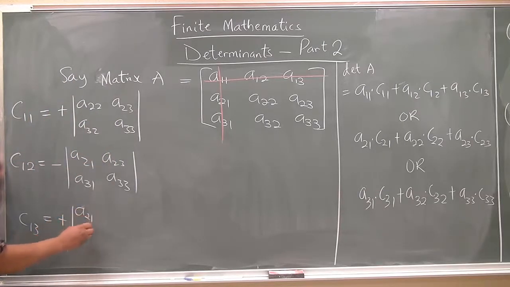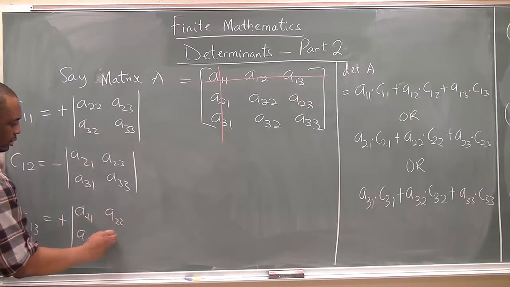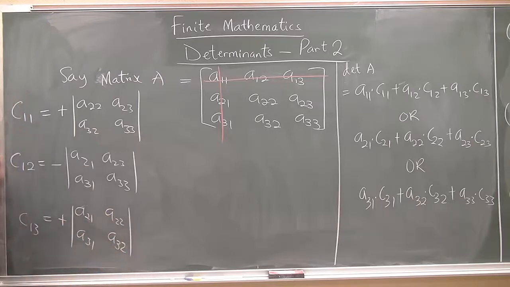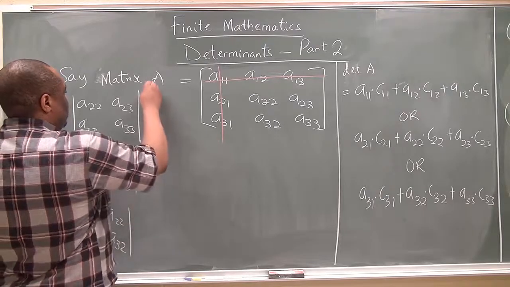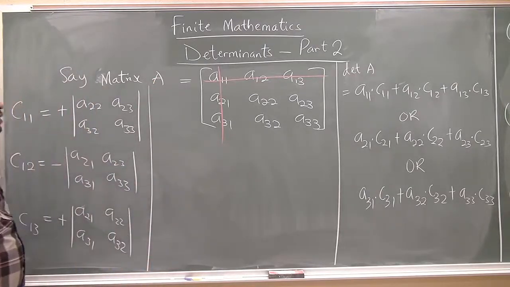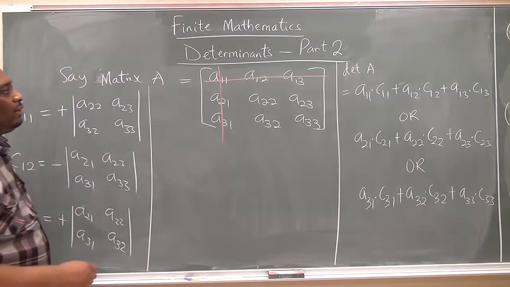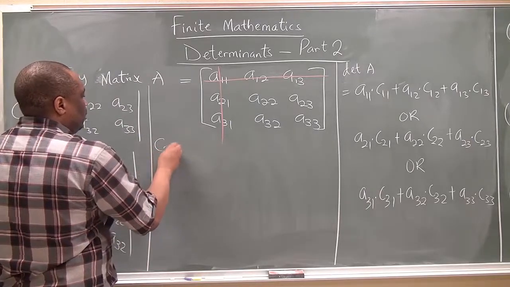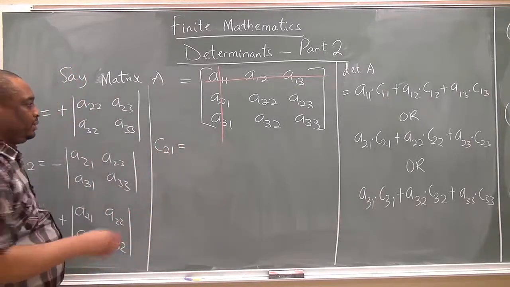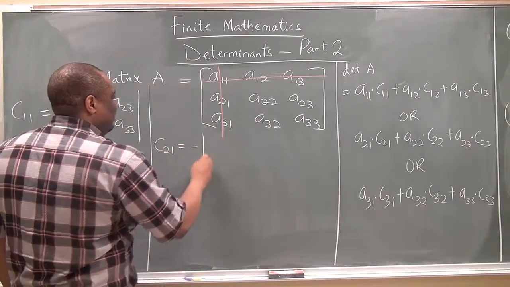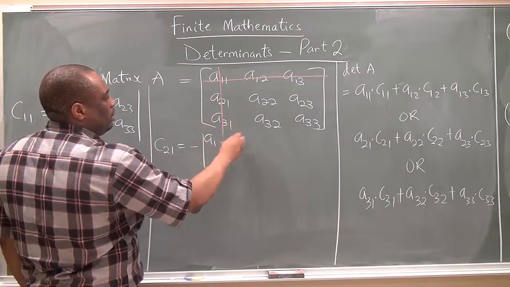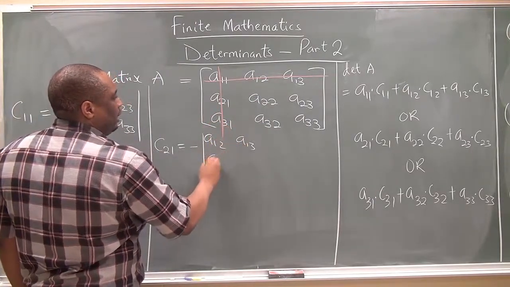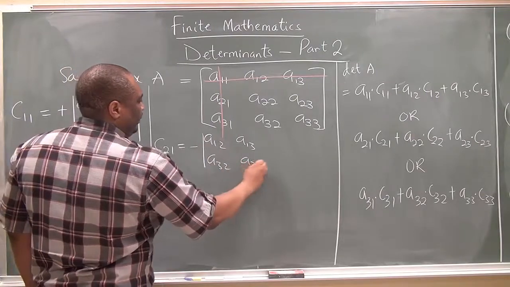Our C13 will be plus determinant of A21, A22, A31, A32. So this is for the first row. If we are going to take the second row, our C21 will be 2 plus 1 is 3, so that's going to be minus determinant of A12, A13, A32, A33.